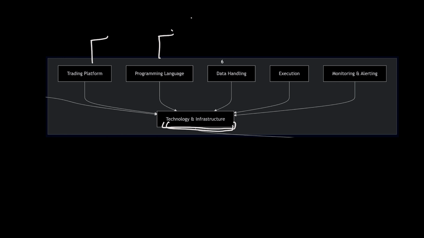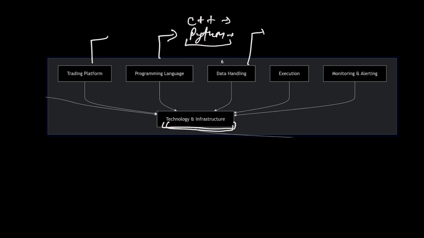Next we have programming language. So it depends completely on your requirement. If you are looking for a very fast trading system, then you should be going with C++. And if you are okay with the speed, then you can build your systems in Python, because it provides more data and bigger communities. But it's completely up to you.